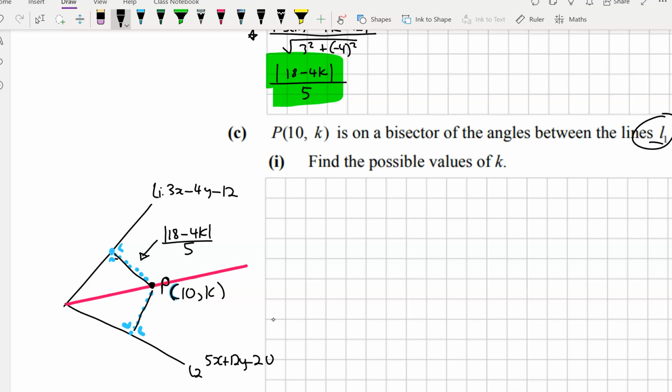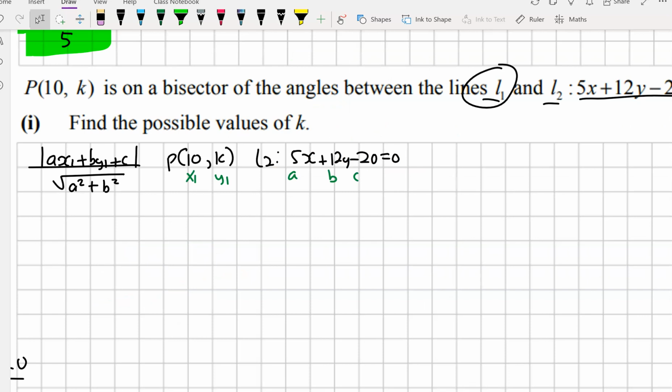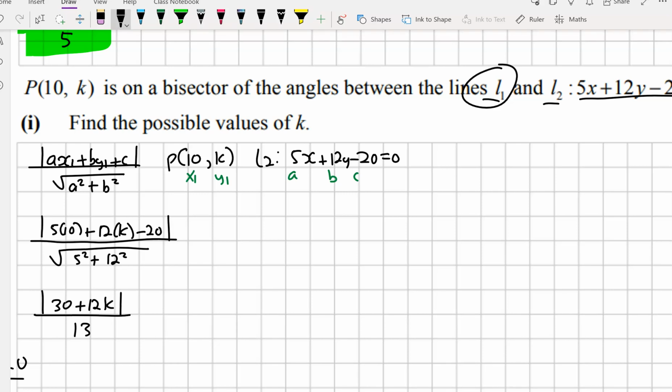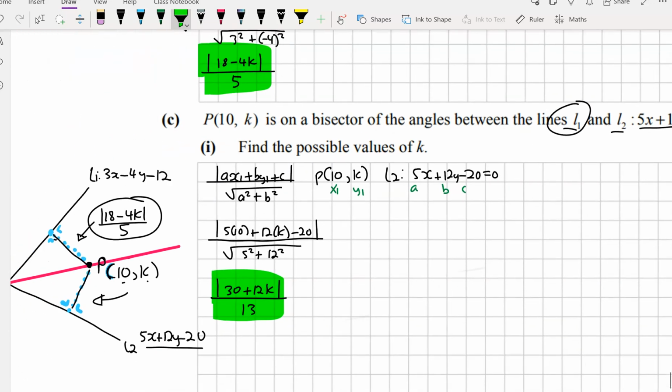We already know its distance from L1. It's the absolute value of (18 minus 4k) over 5. So if we find its distance to L2, we know those two distances must be equal to each other, and that will help us out. So let's start by finding the distance from the point (10, k) to the line 5x minus 12y minus 20. And we use the perpendicular distance formula just like above. Once again, we've got our formula, we've got our point x1, y1, we've got our line, which gives us our a, b, c. So we fill it into the formula and simplify. When we input those values and simplify it out, we get the distance from the point P to L2 is the absolute value of (30 plus 12k) over 13.